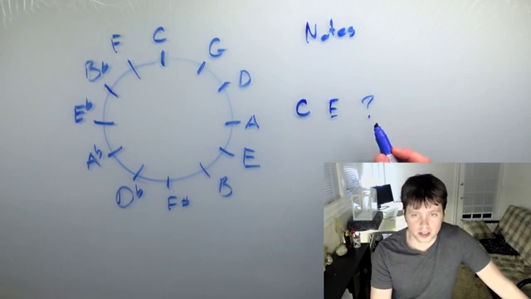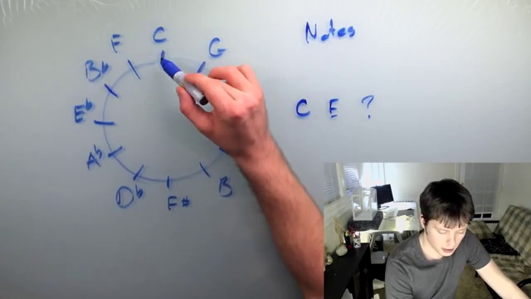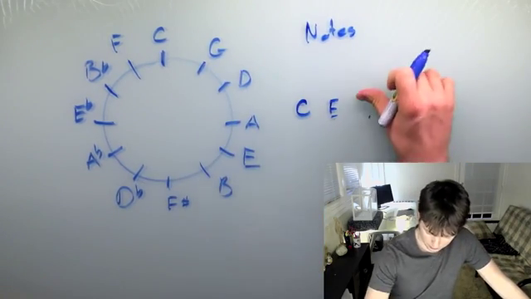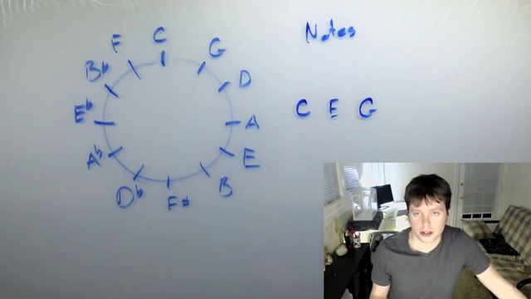But this note is a fifth. And if you know your circle of fifths, then you immediately know that if you go up a fifth, you get to G. It's written out right there. So that means this next note is a G. And there's your C major chord.